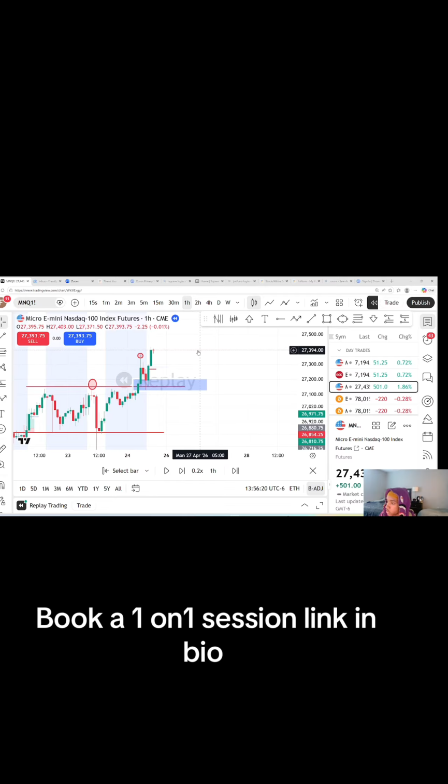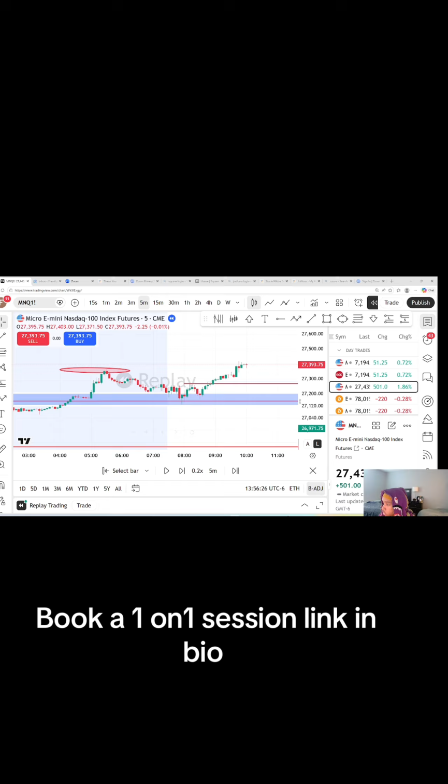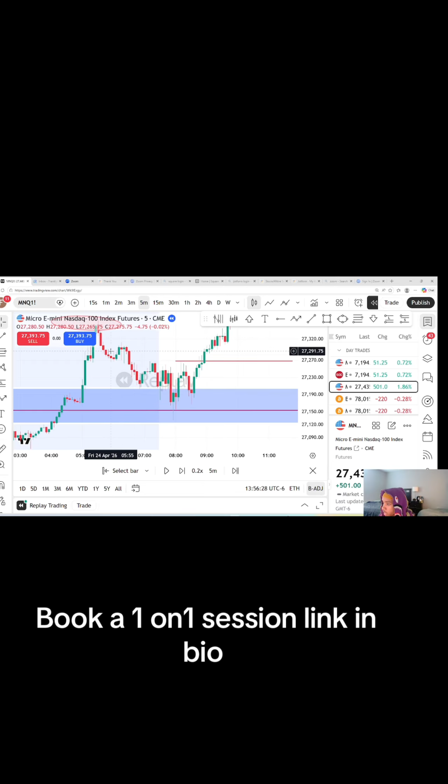So we have our indication right here. Our correction is right here. How do we know that our correction is over? So say you got scared, you came down here, it's correcting, right? How do you know the correction is over?